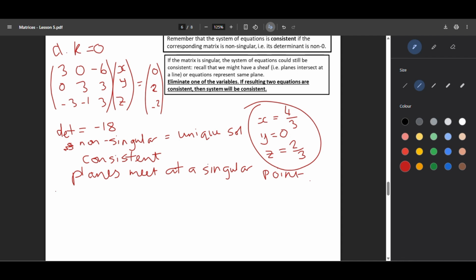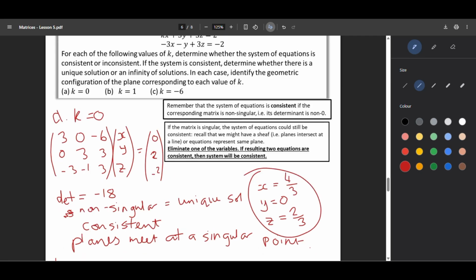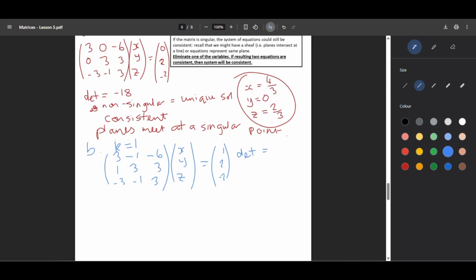So now let's have a look at part B. So part B is where k is equal to 1. So I'll just set up that equation now. So that's my matrix equation written out, and I get the determinant is 0. So therefore, I don't know about its consistency. It's either got infinitely many solutions or no solutions. So now let's put that in the solver tool to see if it's got any solutions.